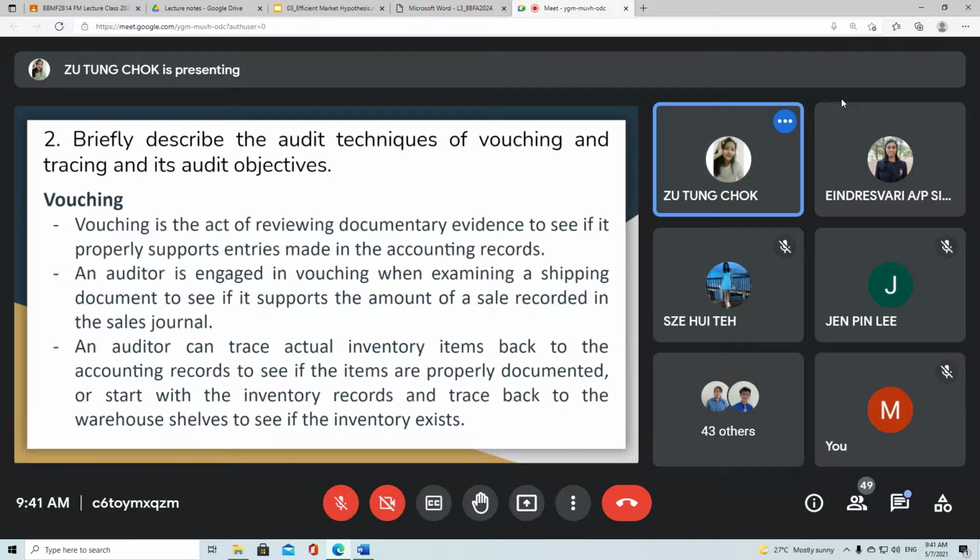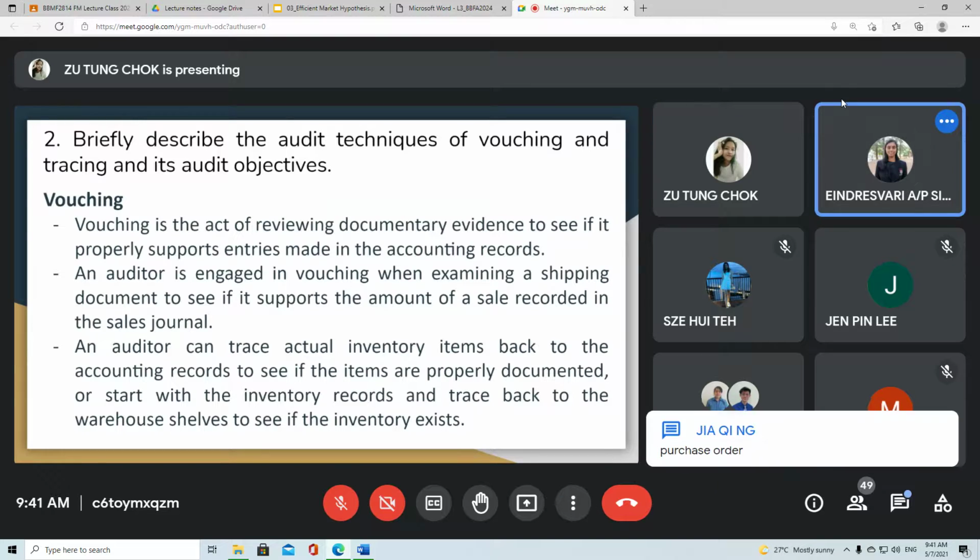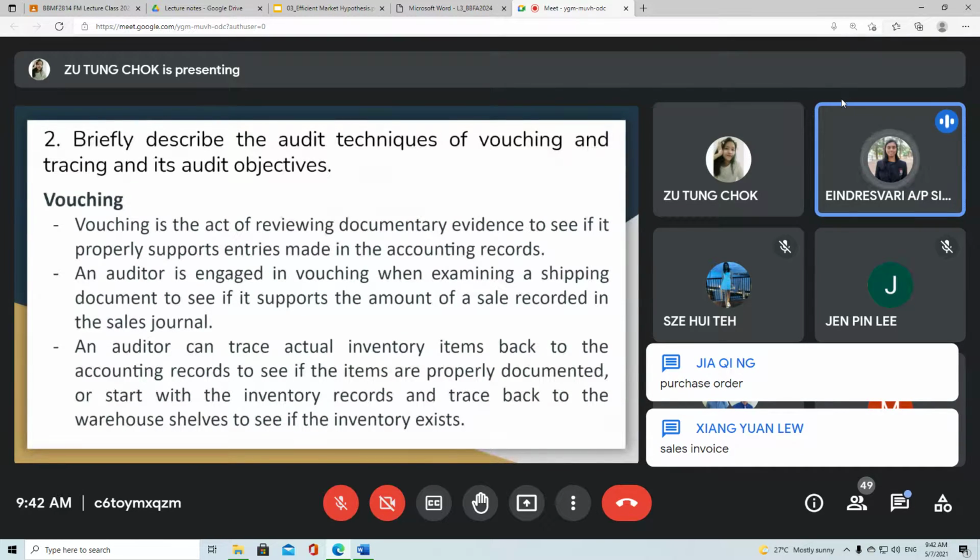Journal entries, SOFP and SOPL. Okay, source documents? Like sales invoice, purchase order.